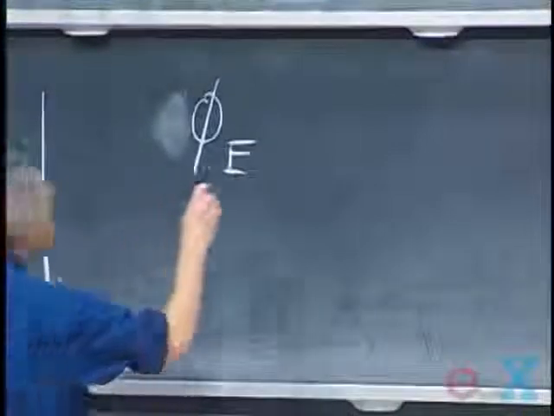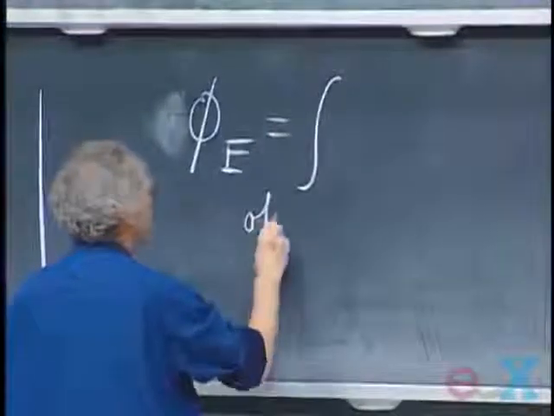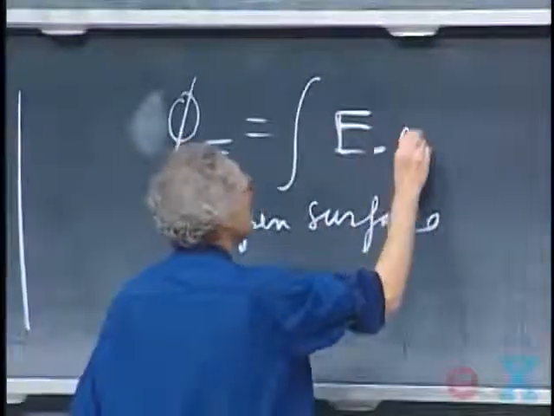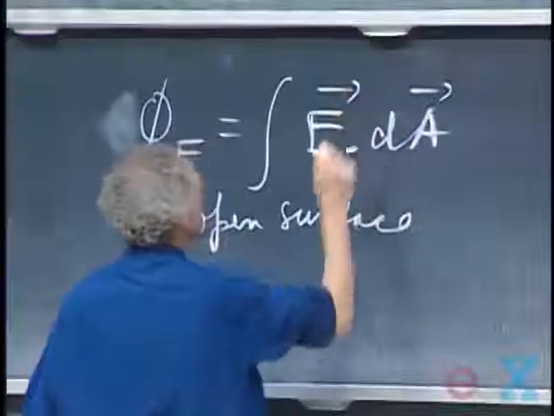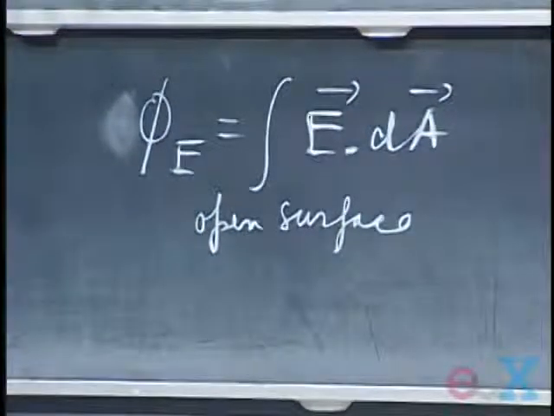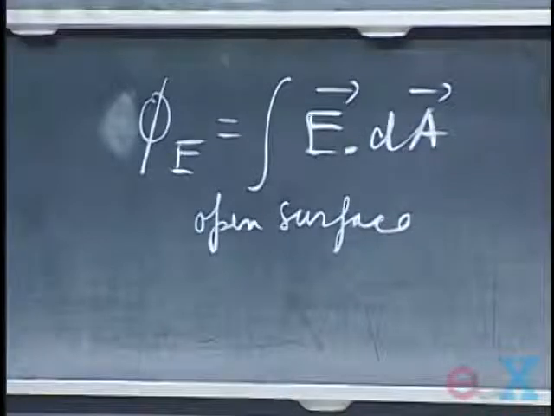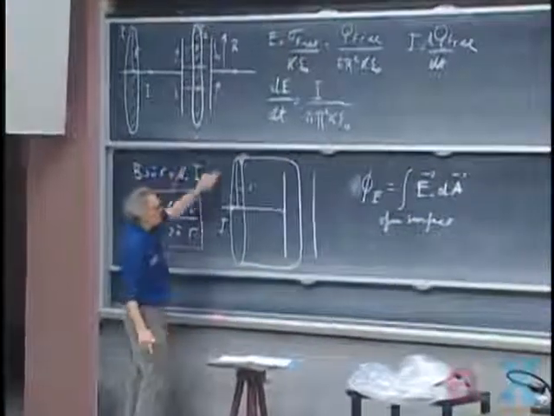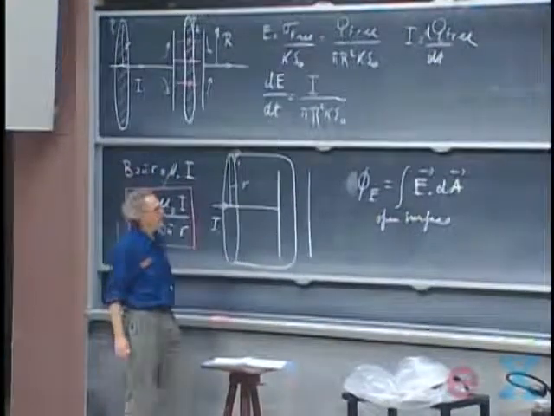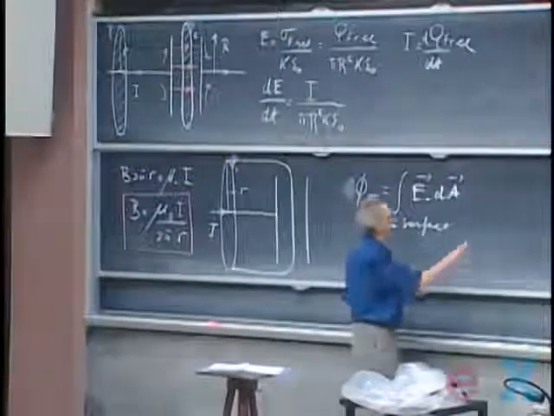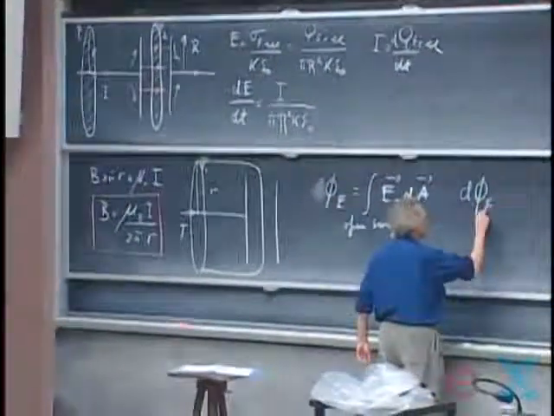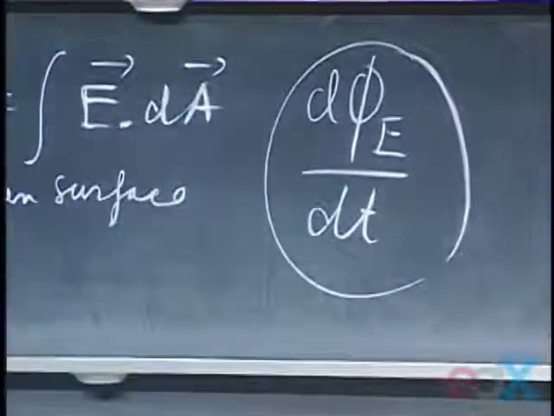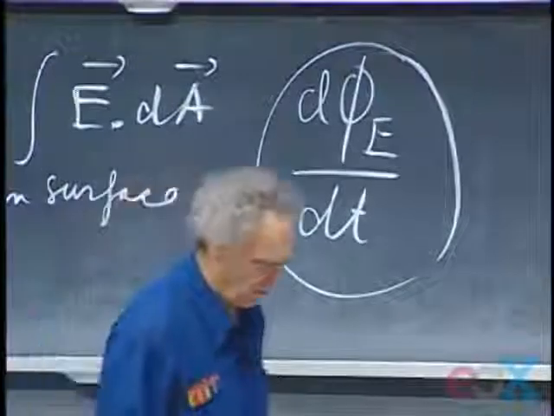And I want to remind you what an electric flux is. Phi of E is the integral, in this case over an open surface, of E dot dA. That is an electric flux. With Gauss' law that you see on the blackboard there, we had a closed surface. I'm talking now about an open surface. That is an open surface, this is an open surface, and this is an open surface. And so Maxwell suggested that we have to add a term which contains the derivative of the electric flux.